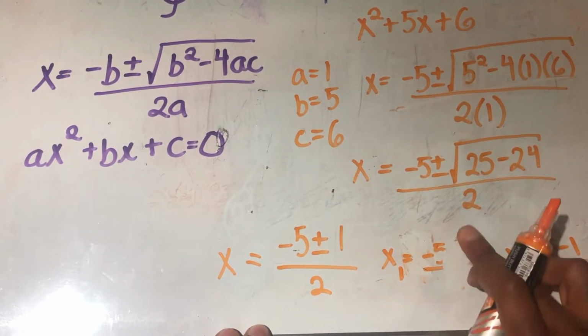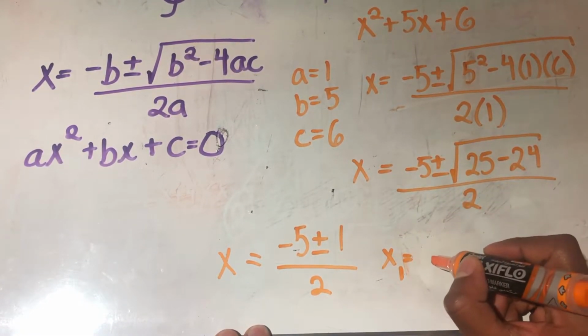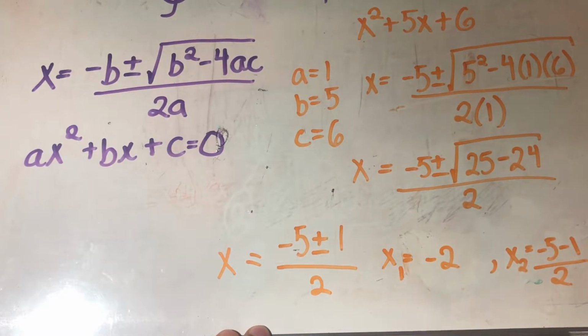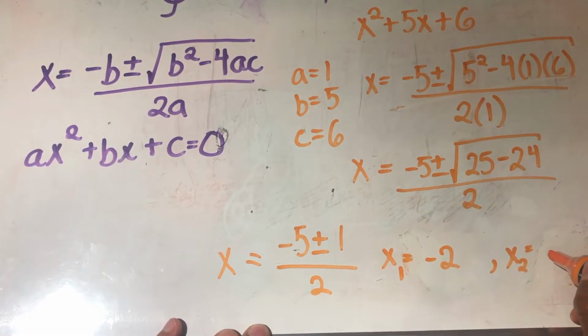So we can go ahead and erase all this and we get negative 2. And then for x sub 2, we have minus 5 minus 1, which is negative 6, and then negative 6 over 2 is negative 3. So we can erase all this and put in negative 3. So those are our 2 solutions.